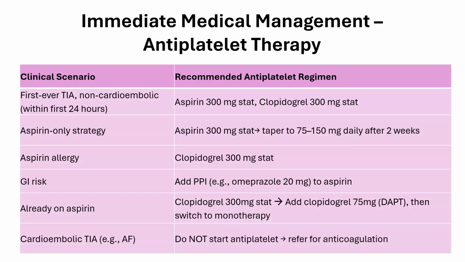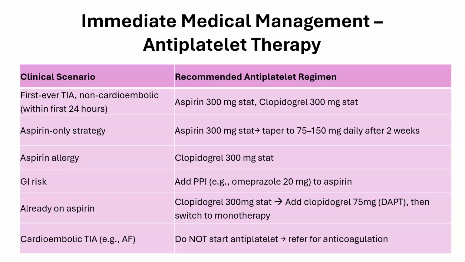Then the most important thing is the immediate medical management. That is, again, antiplatelet therapy in patients presenting with TIA. So it's pretty simple. Although this looks very busy, it is simple. First thing is, if a patient presents with a TIA and it's the first time that the patient presents with any type of TIA, then we have to make sure that the patient is of non-cardioembolic origin. So if the patient presents within the first 24 hours, we give aspirin 300 milligram stat along with clopidogrel 300 milligram stat.